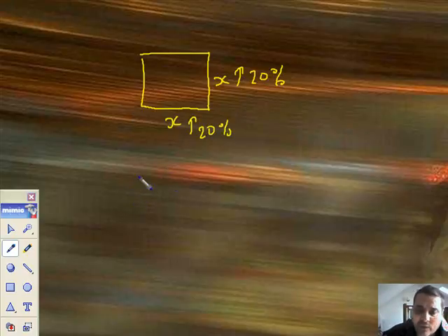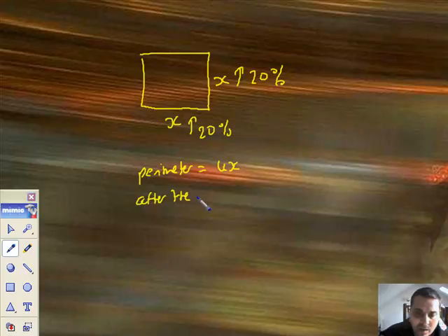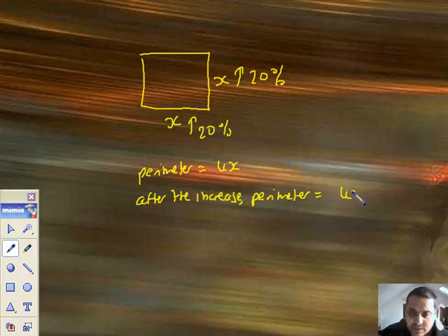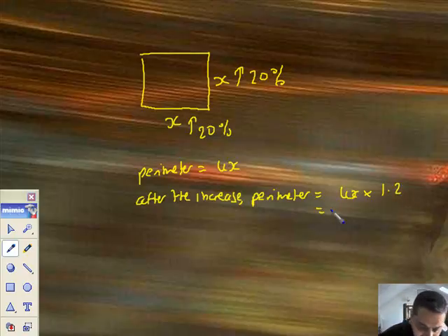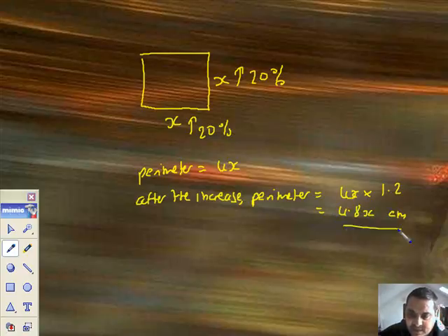Now, the perimeter is going to be 4x, isn't it? Is that all right? Now, we're going to increase that by 20%. So after the increase, perimeter equals 4x multiplied by 1.2. That's going to give us 4 times 1.2, which gives me 4.8 x's altogether. So 4.8x centimeters, say. Alright, that's that one done.